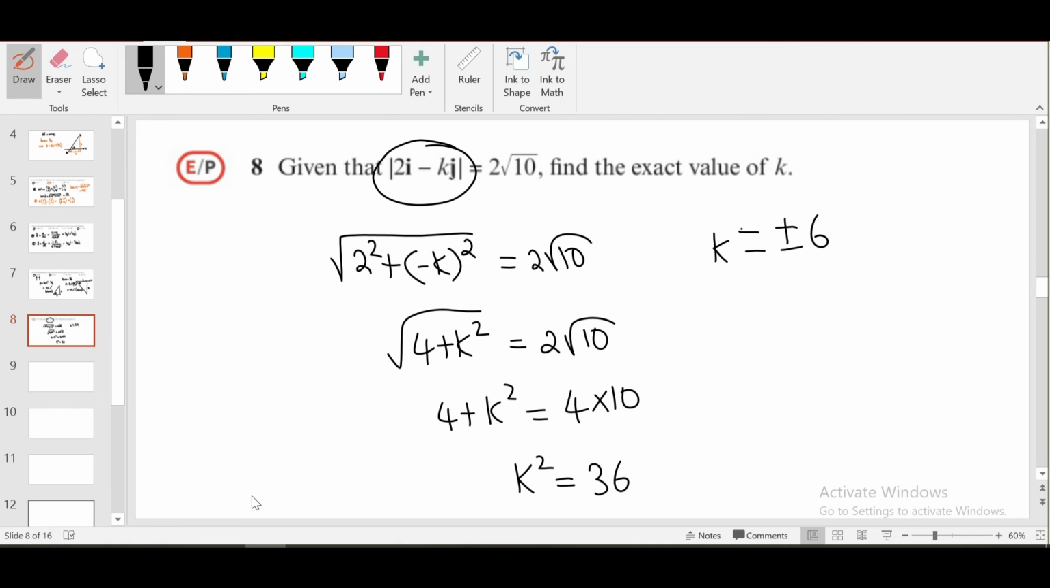Copy that. Could you explain the third step again? This step, yeah. Square both sides. So here the square root will be gone. On the other side, 2 squared is 4. Square root of 10 squared is 10. Okay, I understood that.